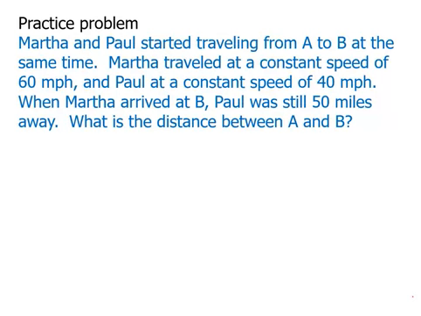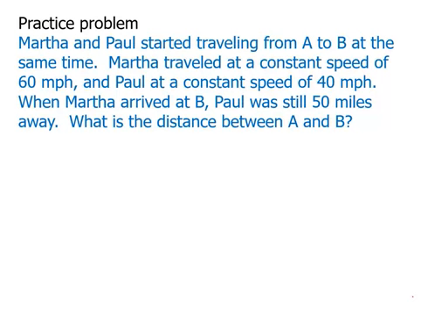Here's a practice problem. Pause the video and then we'll talk about this. All right. Martha and Paul started traveling from A to B at the same time. Martha traveled at a constant speed of 60 miles an hour and Paul at a constant speed of 40. When Martha arrived at B, Paul was still 50 miles away.